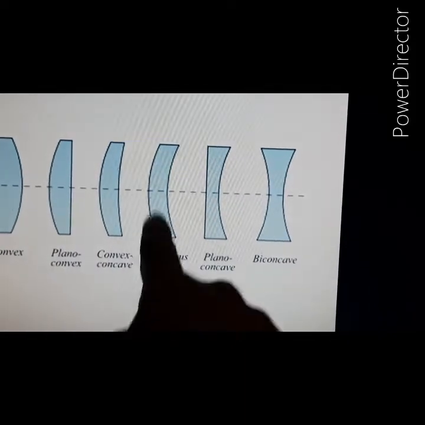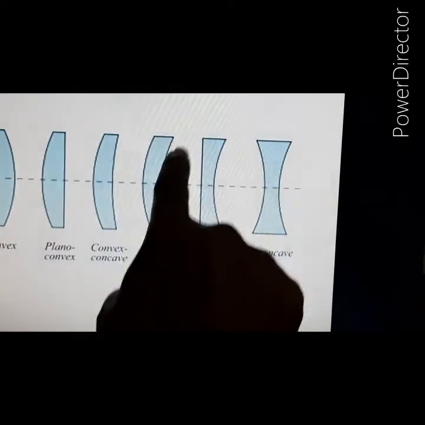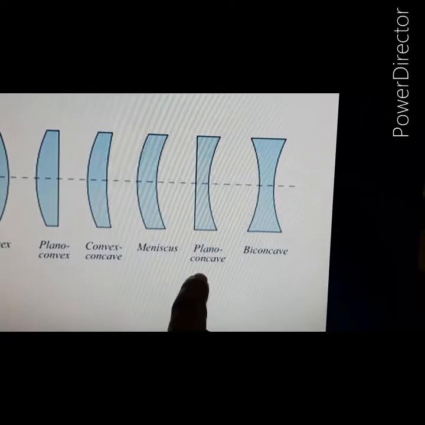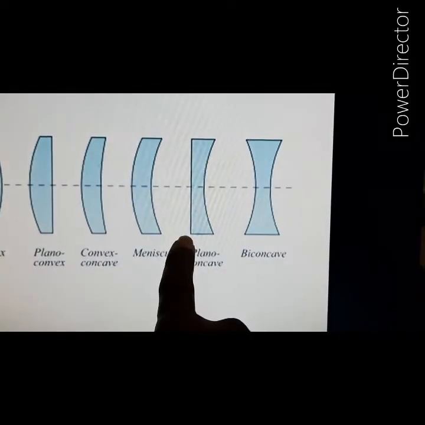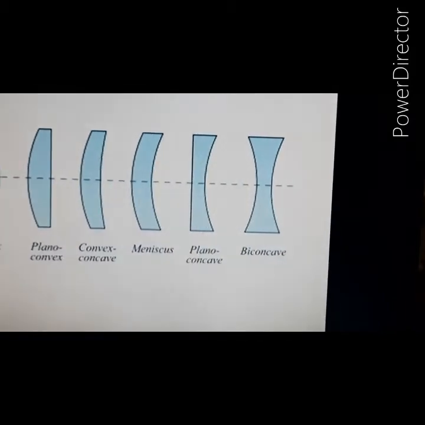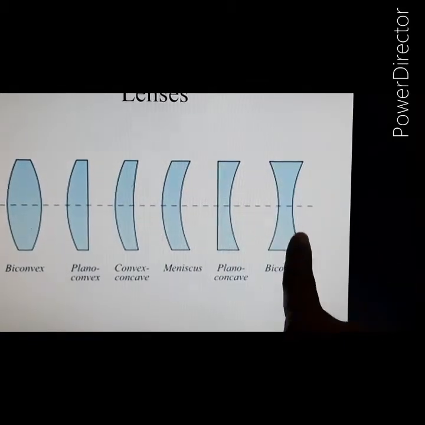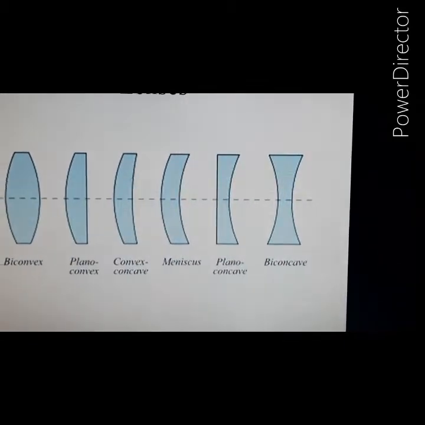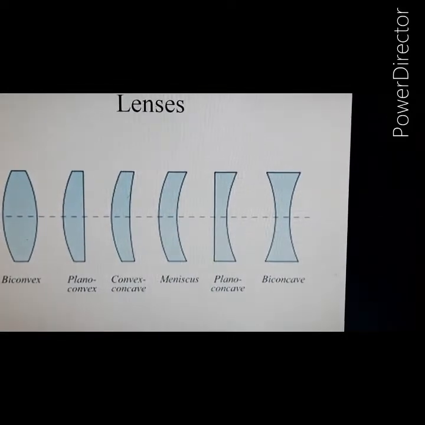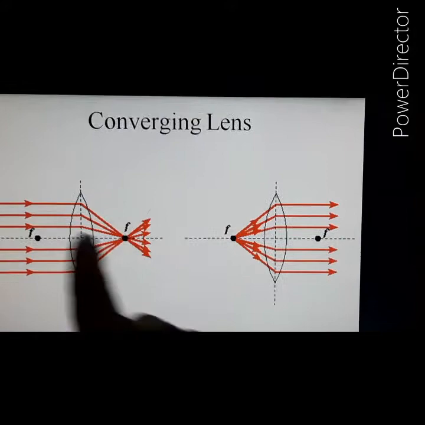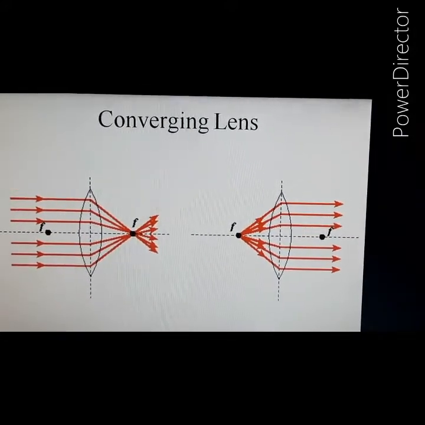In this meniscus, combined they form a meniscus. Plano-concave: in this plano-concave lens, this is a concave surface and this is a plane surface. If two concave surfaces are combined on either side, we have a biconcave lens. Usually we learn the properties of lenses through biconvex and biconcave lenses. We will understand how the light rays converge and diverge away from each other.